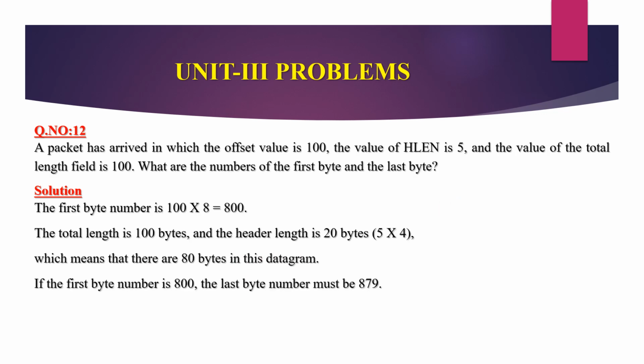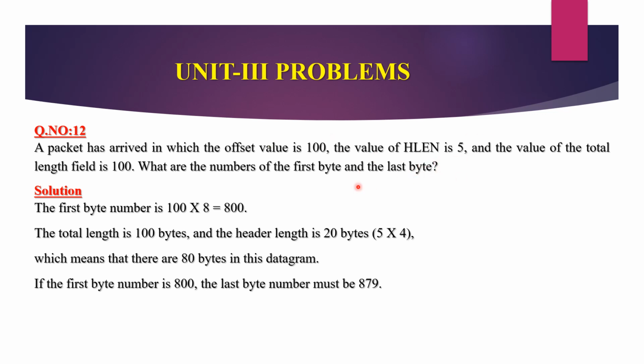The next problem: a packet has arrived in which the offset value is 100. Now they have given the length. The value of the header length is 5, and the value of the total length field is 100. So what are the numbers of the first byte and last byte? Now we can calculate the first and last byte.